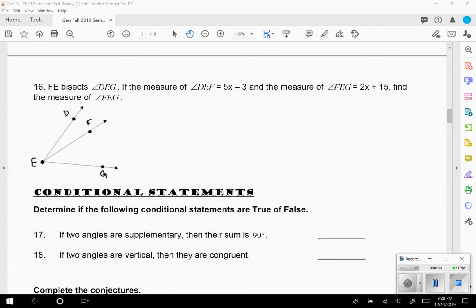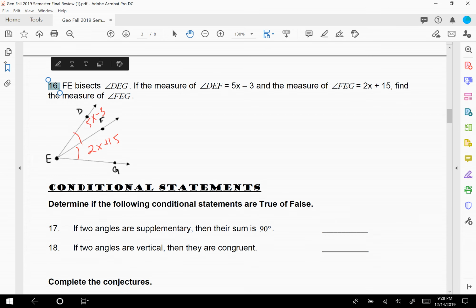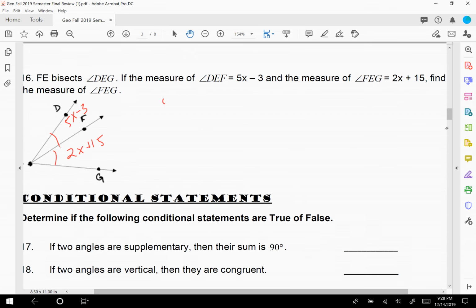In this one it says FE bisects angle DEG. So again, we have two equal sections. The measure of angle DEF is 5x minus 3, and FEG is 2x plus 15. Find the measure of angle FEG. So again, since they're bisected, you set them equal. So we have 5x minus 3 is equal to 2x plus 15.